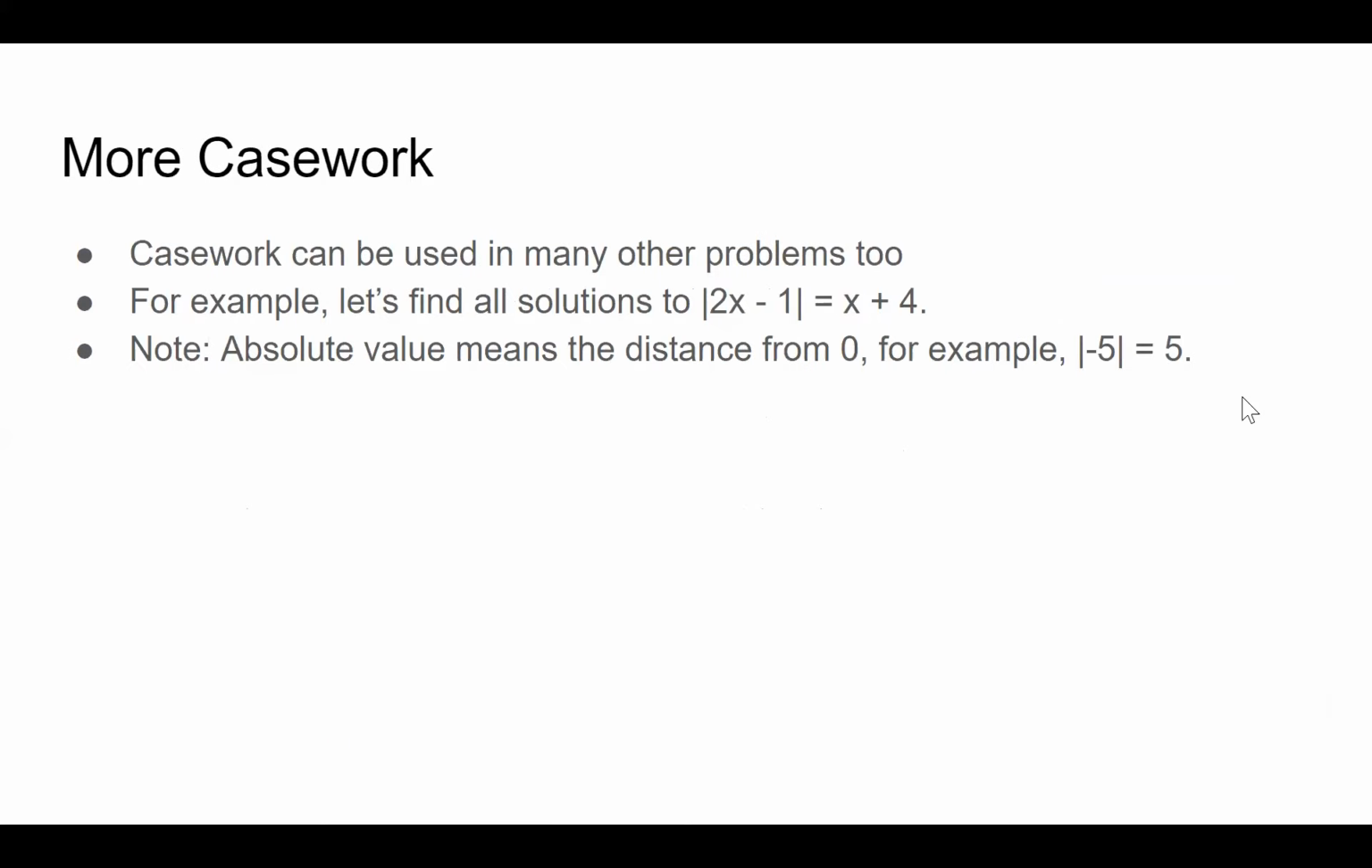Okay, so casework is useful in problems that are not combinatorics as well. So we're gonna go a little bit away from combinatorics and do an algebra problem. We want to find all solutions to this equation. And absolute value means the distance from 0. So the absolute value of -5 is 5. The absolute value of 9 is 9, and so on. So I'll let you guys think about the question for a bit.